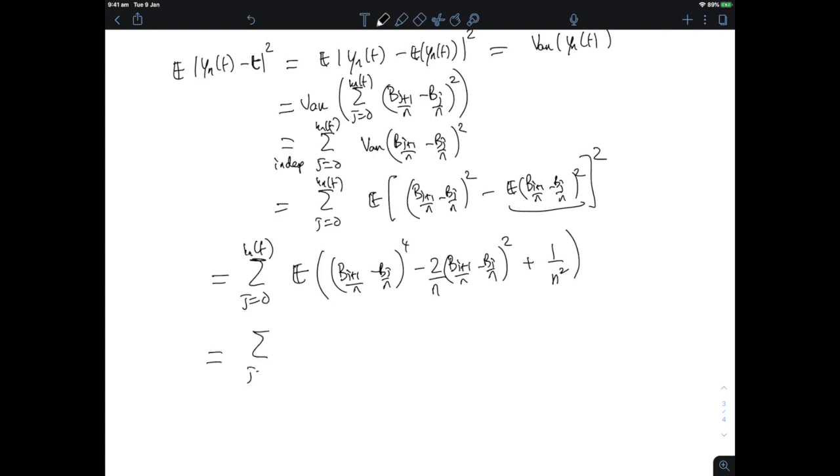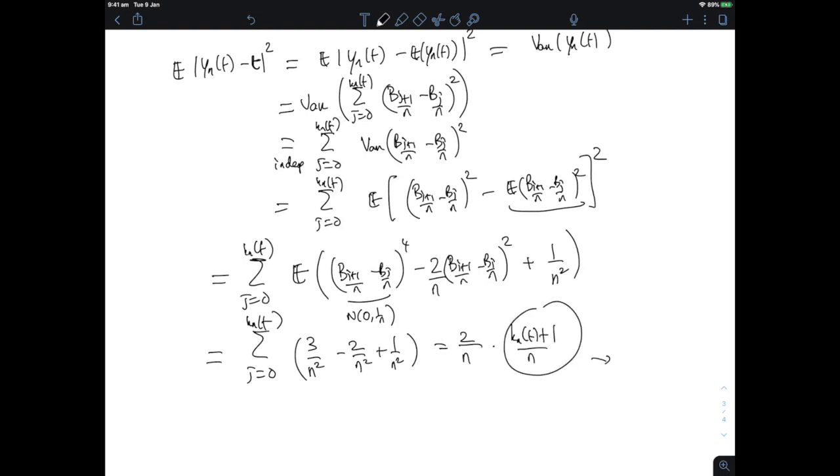So we've got the sum j equals 0 to kn of t. The expectation of an increment to the fourth. Again, this is an N(0, 1 upon n) Gaussian variable, normal variable. So this gives me a 3 over n squared. The second term gives me a minus 2 upon n times the expectation of the increment squared, which is 1 upon n. So I get a minus 2 upon n squared, and then I get a plus 1 upon n squared. So altogether, that's 3 minus 2 plus 1, which is 2. So I get 2 upon n times kn of t plus 1 upon n.